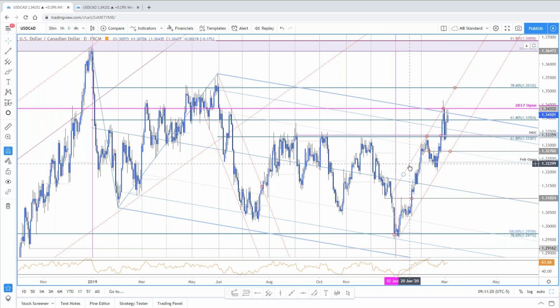You have basic channel resistance. This is a slope off the low for the year, just extended off the highs that we made into that February open. Caught that move. Gives you support at 32.76, which is kind of the key support. A topside breach from here, you're looking for 35.12.